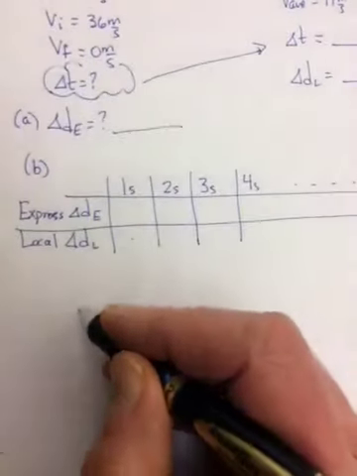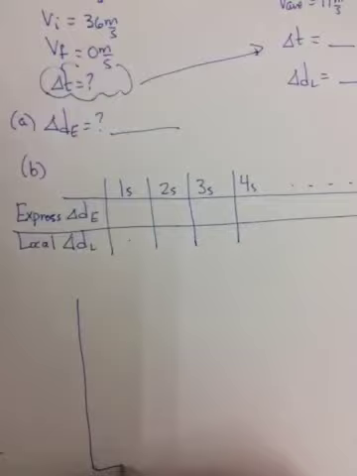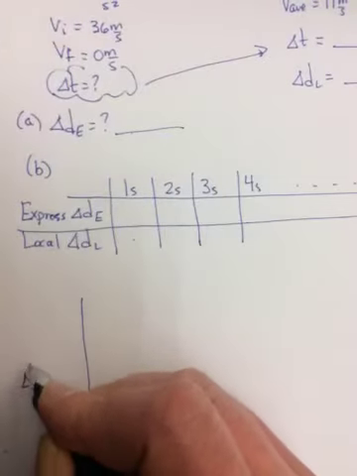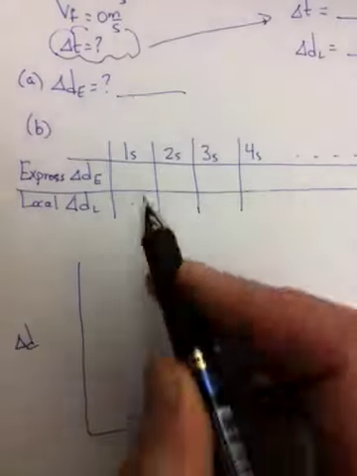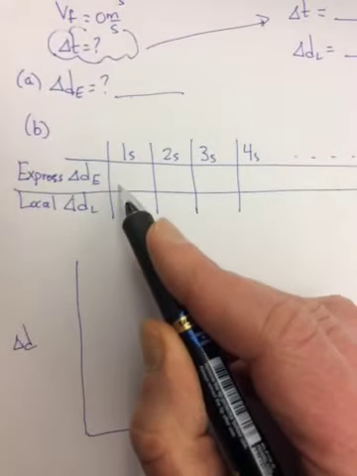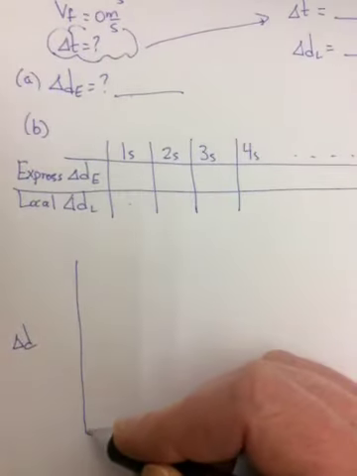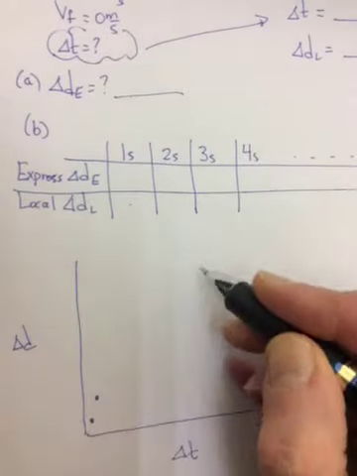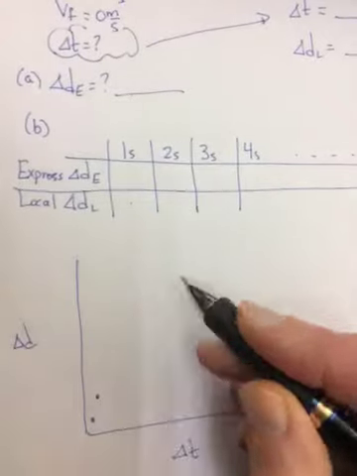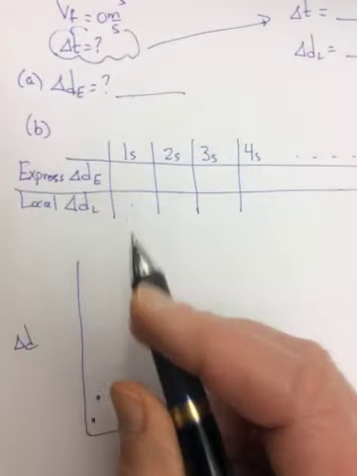I'm just going to sketch it here. Okay, so you're going to make your graph. On this side will be delta D's. Down here will be delta T. And you're going to plot them for the express. So however far the express went in 1 second, and then in 2 seconds, and you're going to plot them all, and then you're going to join them. And then you're going to do the same for the local.